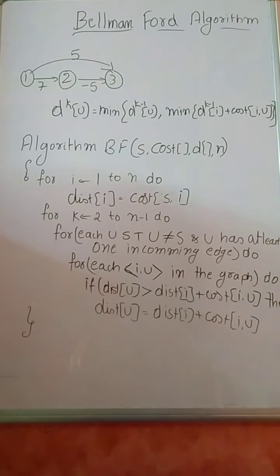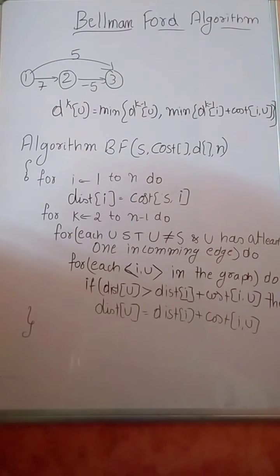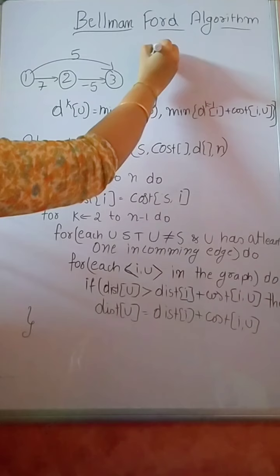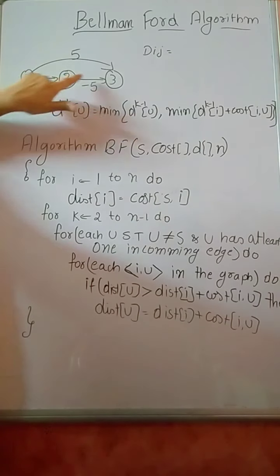So what is this Bellman-Ford algorithm? All of you know what Dijkstra's algorithm will do. What is Dijkstra will do? From a given source vertex, it will compute the shortest distance to all other vertices from the source vertex. That is also called a single source shortest path problem. In Dijkstra, if I am applying for this particular graph, if the source vertex is 1, it will compute the shortest distance from this source vertex to all other vertices.